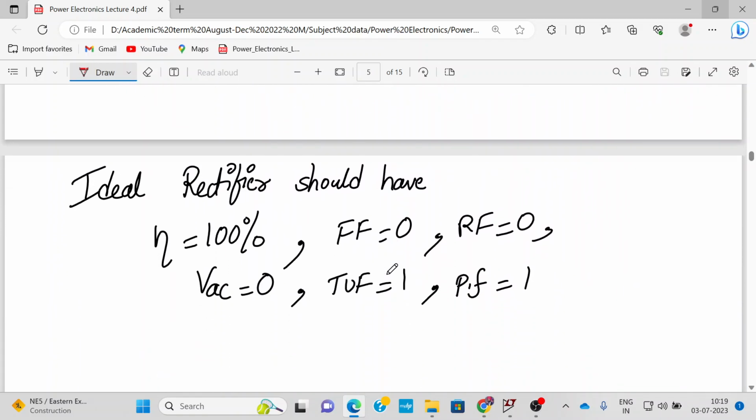Now, summarizing all the ideal characteristics of a rectifier: it should have 100% rectification efficiency. Form factor should be 0 or very low. Ripple factor should be 0. The effective RMS AC component should be around 0. Transformer utilization factor should be 100% or 1. And the power factor should be unity. These are all ideal requirements for a rectifier.